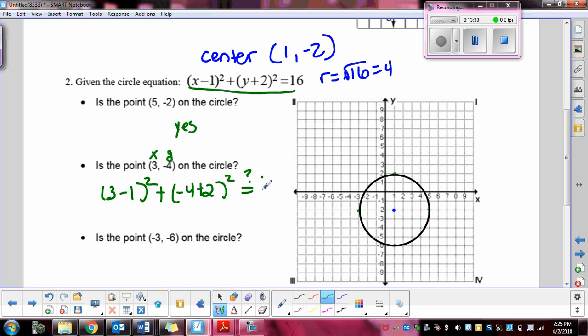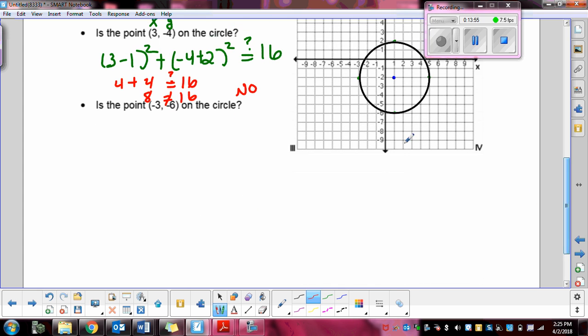I'm not sure if it equals 16. 3 minus 1 is 2. Squared is 4. -4 plus 2 is -2, squared is 4. Does that equal 16? 4 plus 4 is 8. Does 8 equal 16? No. So that means it's not on my circle. Try the next one. Find out if it's on the circle.